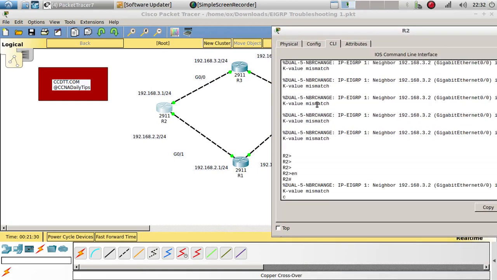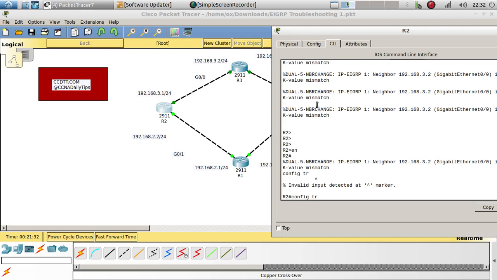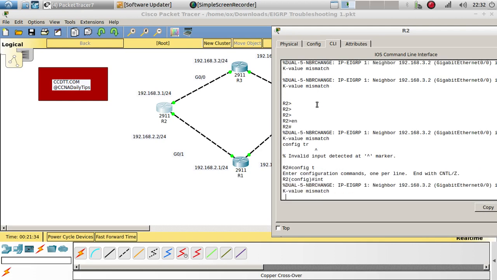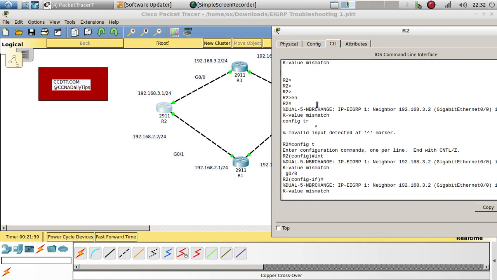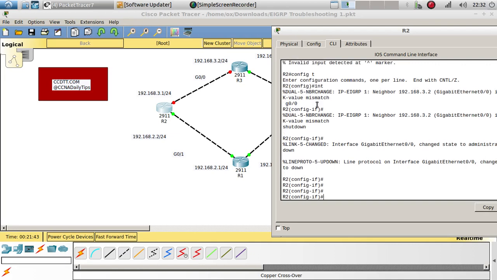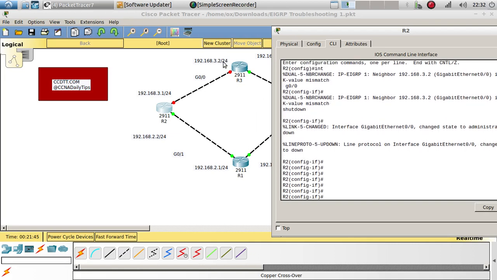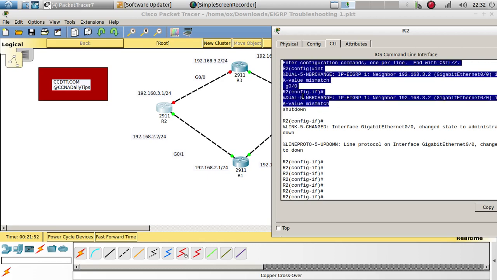Go to enable, config T, interface gigabit 0/0/0. Let's just shut it down. Okay. So I shut down this interface, so we don't get those error messages for K mismatch.